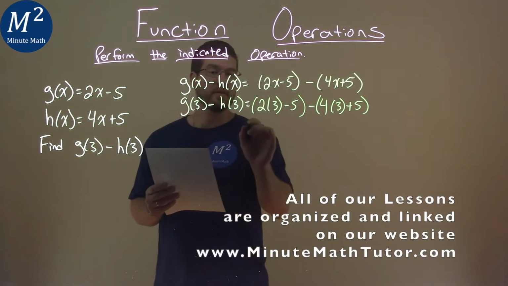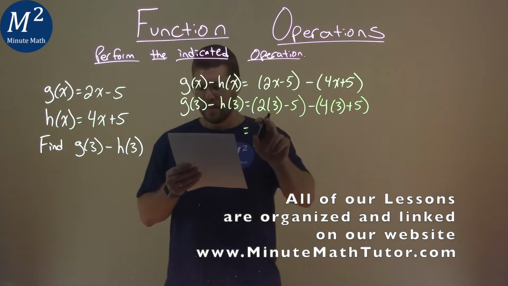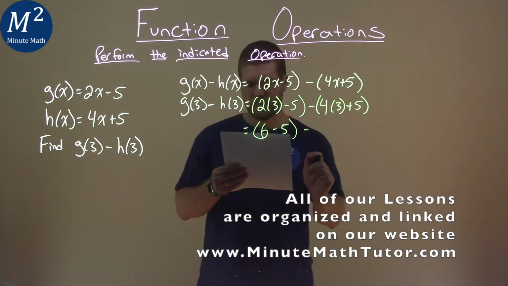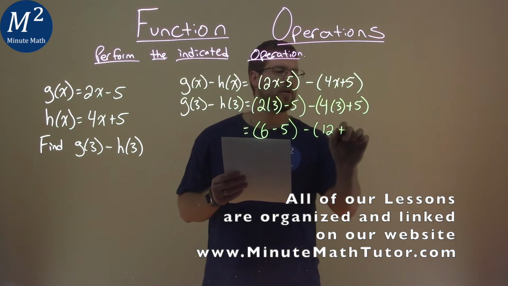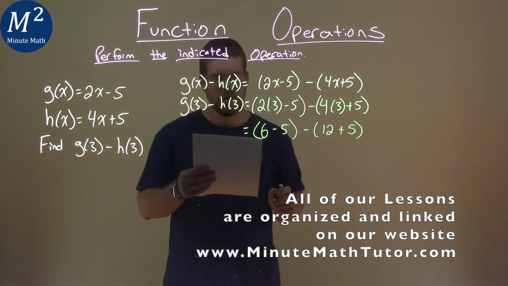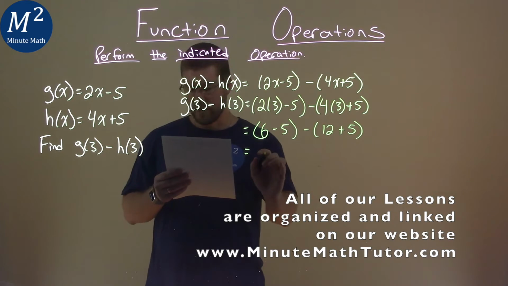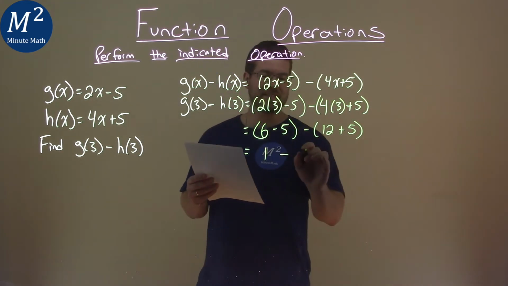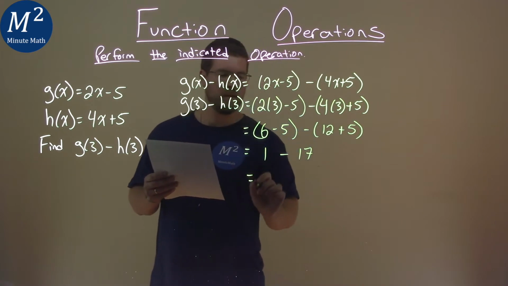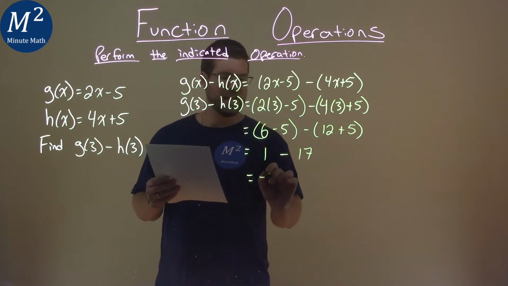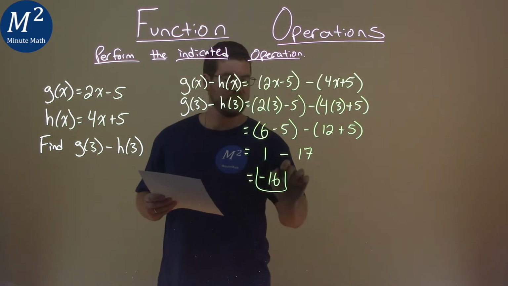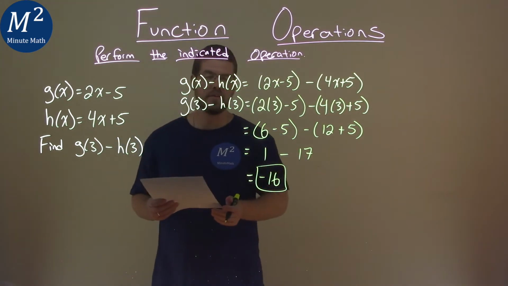And so now, let's solve this. 2 times 3 is a 6. We have 6 minus 5 here. And 4 times 3 is 12. And don't forget the plus 5. Keep going down. 6 minus 5 is a 1. And 12 plus 5 is a 17. 1 minus 17 is a negative 16. And so our final answer here is just a negative 16.